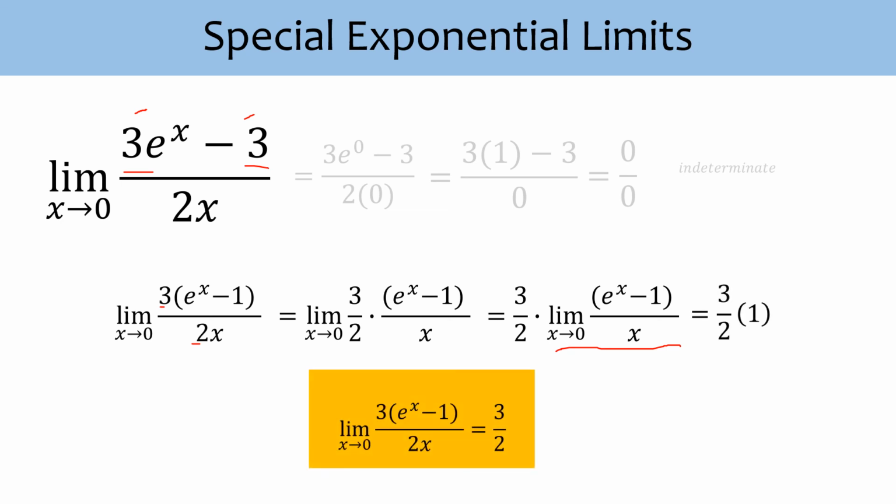And so therefore we say that the limit of 3 e to the x minus 3 all over 2x, so this one here is a typo, it should be like the initial given, is actually equal to 3 halves.